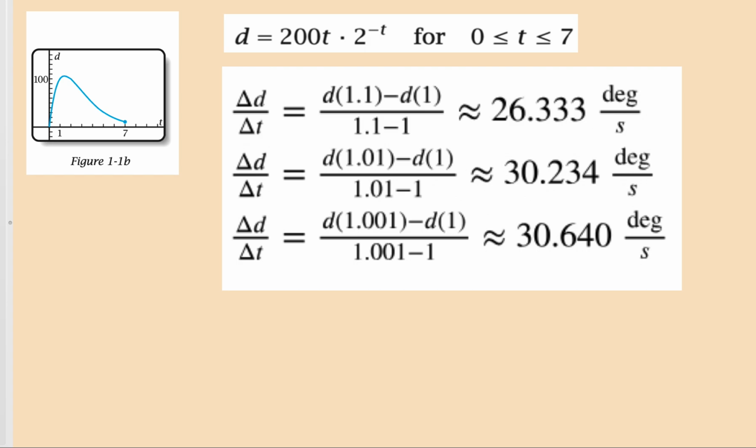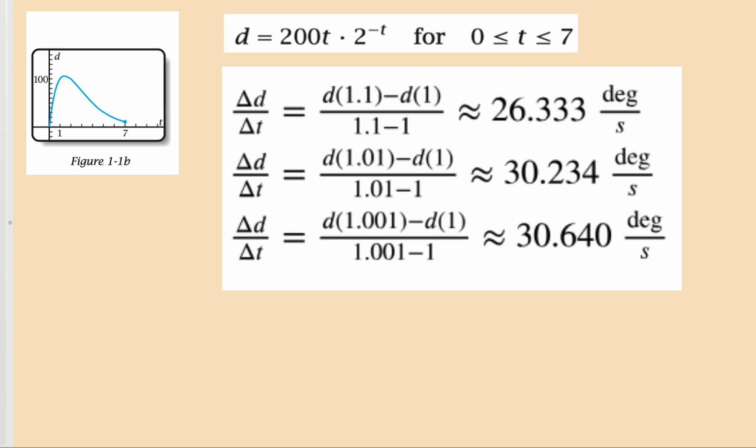And we're going to do it with average rate of change. We're going to take time 1 and compare it with time 1.1. So we're going to look at the average rate of change using this function, and we're going to find that the door is opening about 26.33 degrees per second. If we get even closer to 1 second and compare the average rate of change at 1.01 to 1, we're going to find the answer is 30.234 degrees per second.